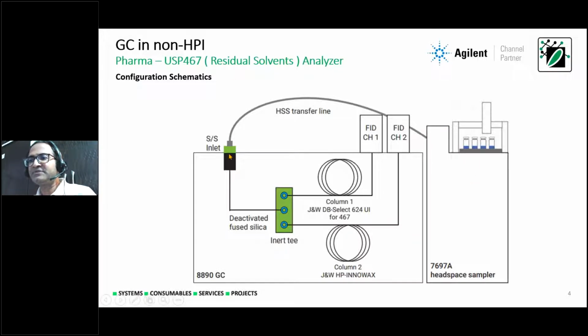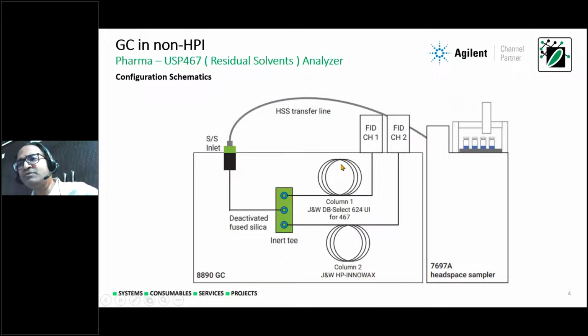The sample is then transferred through the heated headspace transfer line to the inlet. In this case, it is a splitless inlet. Then we have this deactivated fused silica tubing that ends up in this inert T. Using this T, we are splitting the sample into 2 different columns. One is DB Select 624, and the other one is the HP Innowax column.